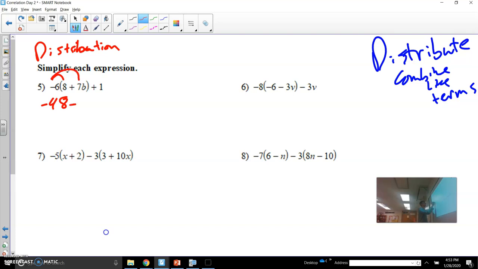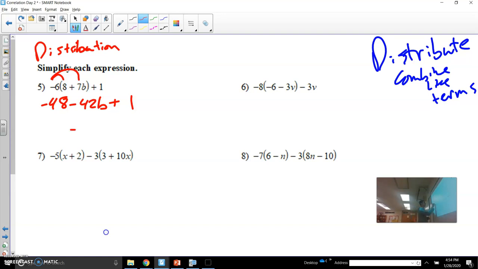-6 times 7b, -42b. And then that plus 1, I shouldn't multiply that by -6 because it's only multiplying what's in parentheses here. And that 1 is not in parentheses. So one of the reasons why I want to take time to demonstrate this is because a lot of times students struggle to put these values together because they think you should change the sign. You should only change the sign if you are solving and there's an equal sign in the problem and you're moving numbers across that equal sign.